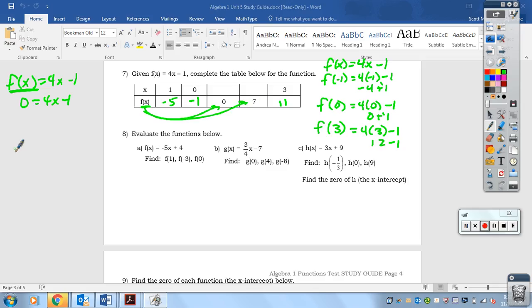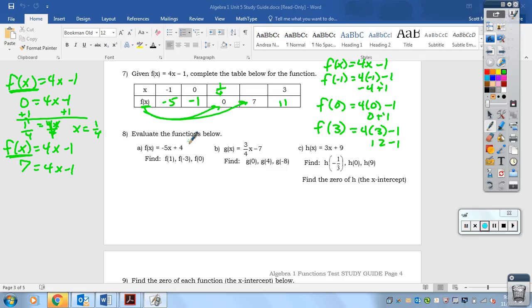So I'm going to do another one in a little bit. F of x equals 4x minus 1, but instead of f of x, I put 7. So let's do this one first. Solve for x. That's what we're looking for. What is x? Solve for x. Plus 1, plus 1. 4x equals 1. Divide by 4, divide by 4. It looks like x equals 1/4.